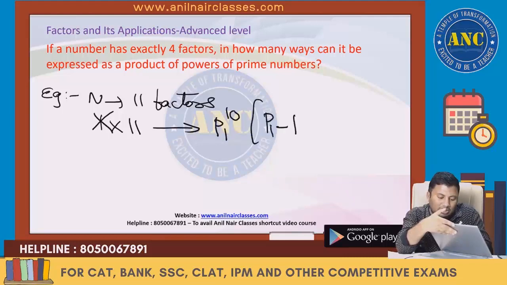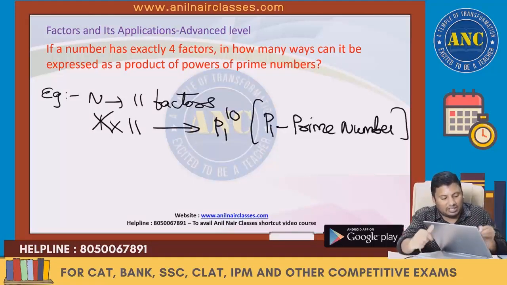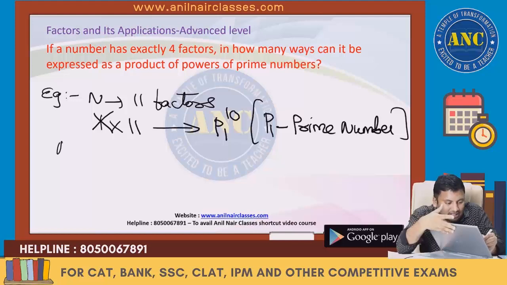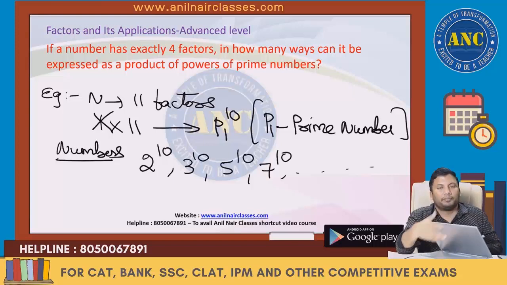P1 is nothing but a prime number. Any natural number can be written as a power of prime bases. So what will be the various numbers? In case I want to list the numbers, the lowest prime number is 2. 2 power 10, 3 power 10, 5 power 10, 7 power 10 and so on.